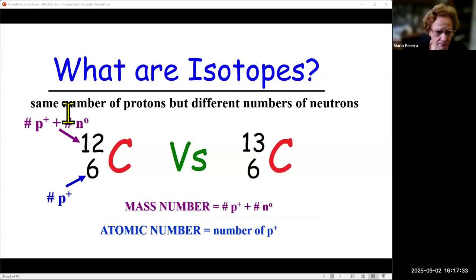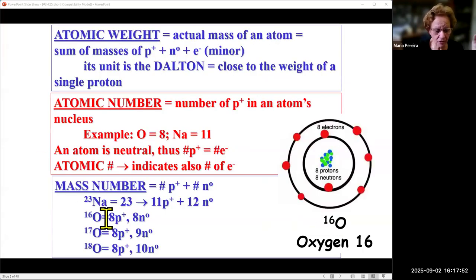Isotopes are atoms that contain the same number of protons. Remember, the number of protons is specific for each atom. So they contain the same number of protons, but a different number of neutrons. I gave you the example of oxygen. Here you have different atoms of oxygen. They all contain 8 protons, but the number of neutrons varies.